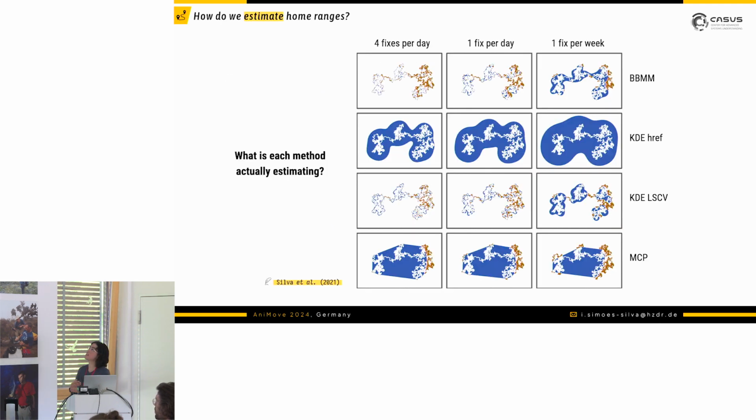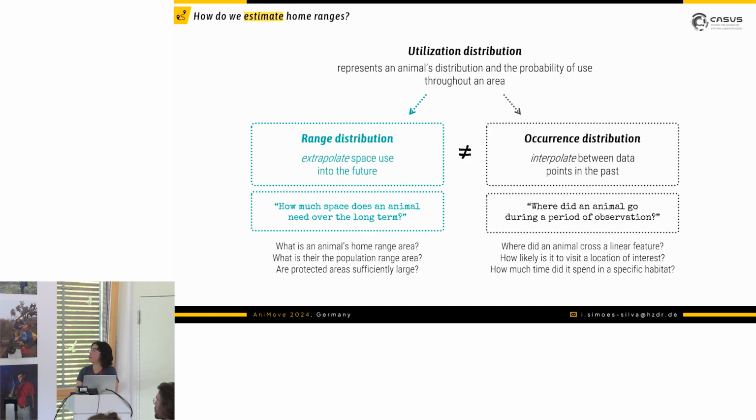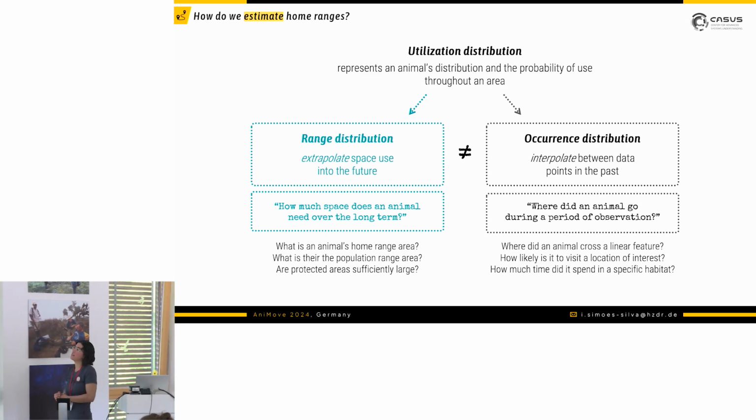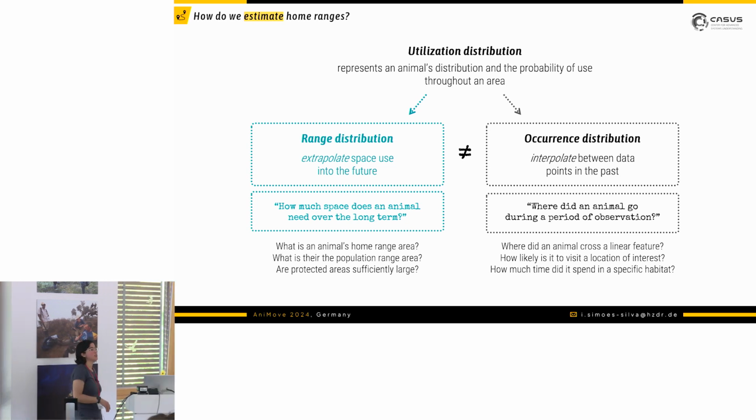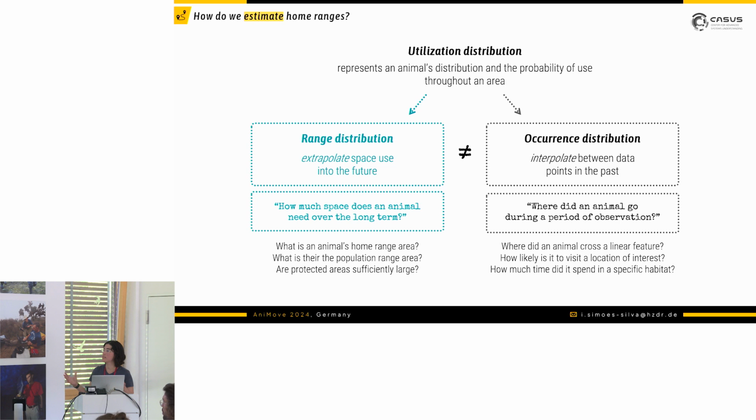This was also discussed a little bit yesterday, because sometimes you still see in the literature Brownian bridge movement models being used to estimate home range. But is it really estimating home range? And as we've seen, it's not, because there's this difference between the range distribution and the occurrence distribution. Range distribution is when you're trying to extrapolate into the future, this idea of lifetime, of getting more than just the sampling period, while with the occurrence distribution, we are interpolating between data points.